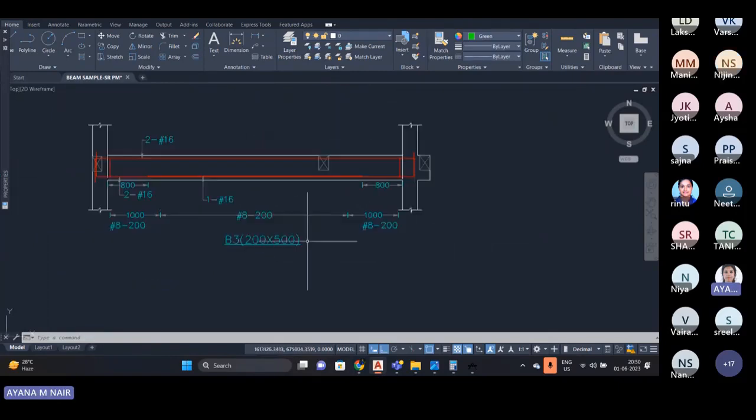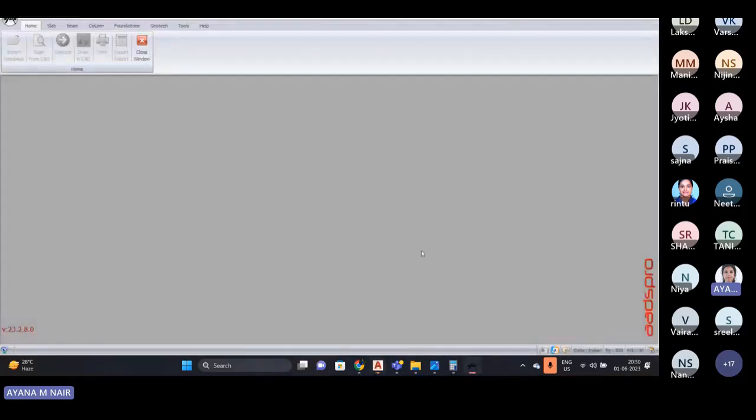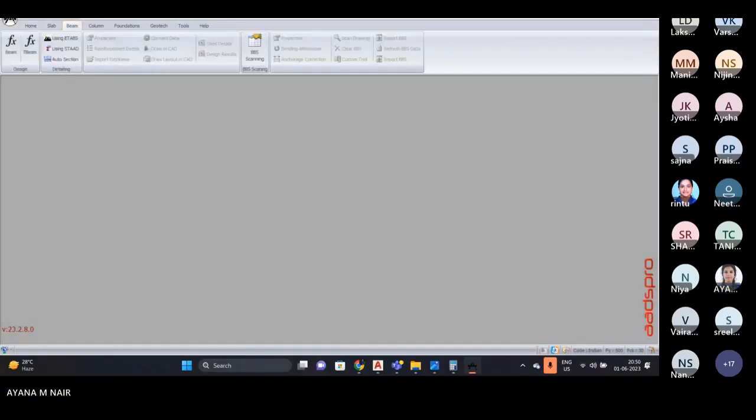This B3 beam we have already corrected. Now I'm going to scan this drawing. For that, you have to open the aadspro software and take the beam. First, you have to select the BBS scanning option.